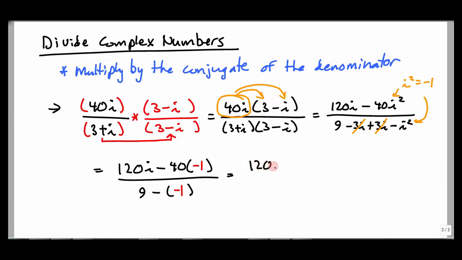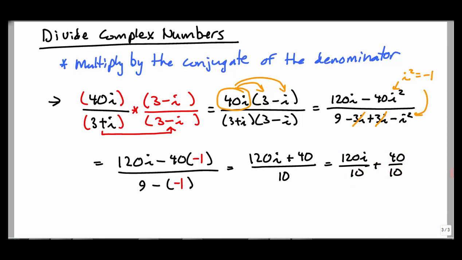So I have 120i minus a negative, which is the same as a positive 40. In the denominator, minus a negative is the same as a positive, so I end up with 9 plus 1, which is 10. Now this is not going to be my answer. I need to simplify this a little bit more, and remember it has to be in a plus bi form. So this is the same as 120i over 10 plus 40 over 10. We need to split this up.